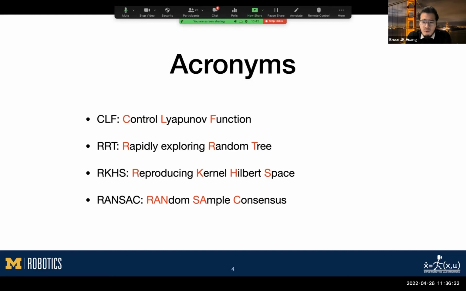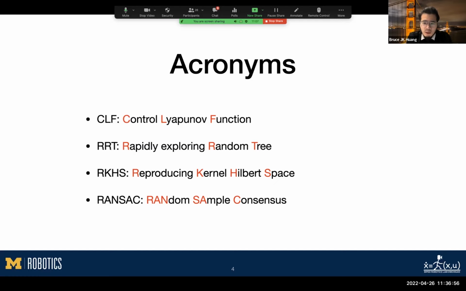To have everyone on the same page, here are a few acronyms that we'll keep mentioning in this presentation. The first is CLF, control Lyapunov function. It is a Lyapunov function in a closed system. Therefore, at any given time, there exists an input that makes V dot negative, so it converges to a desired state.